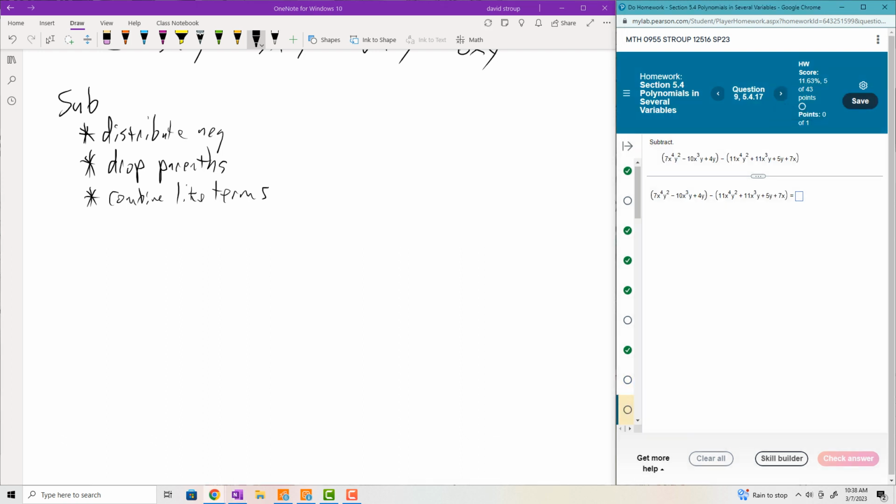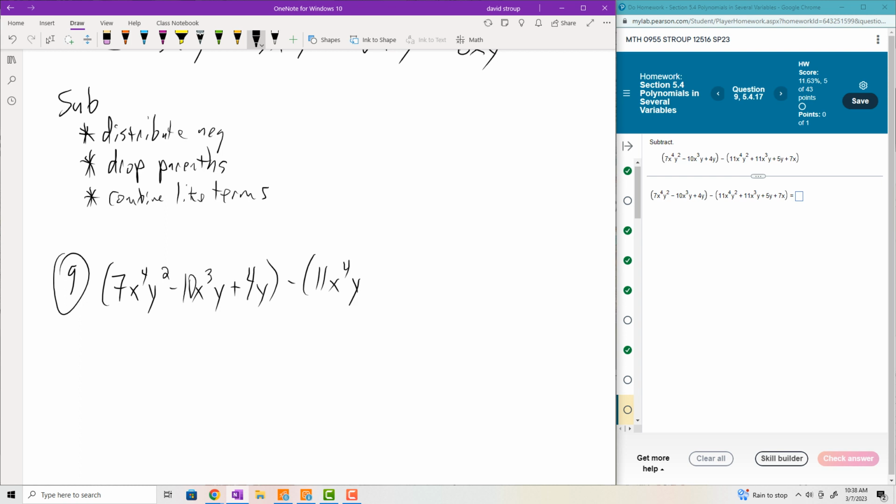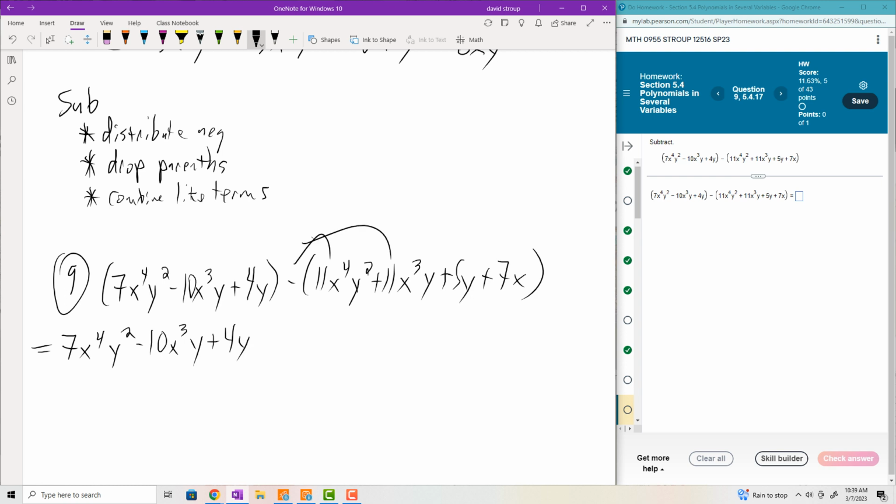Let's try number 9. Of course, they're going to throw some fractions and all kinds of crazy stuff at you. Minus 10x cubed y plus 4y minus 11x to the 4th y squared plus 11x cubed y plus 5y plus 7x. Okay, go ahead and drop parentheses and distribute. Squared minus 10x cubed y plus 4y. Then we have minus 11x to the 4th y squared minus 11x cubed y minus 5y minus 7x.